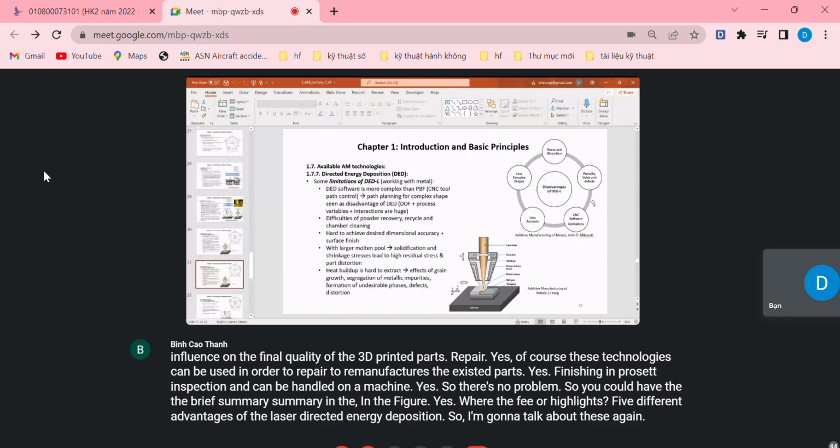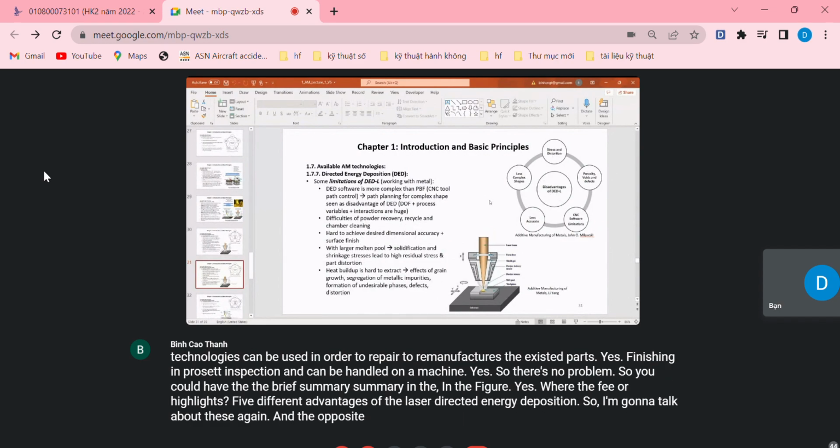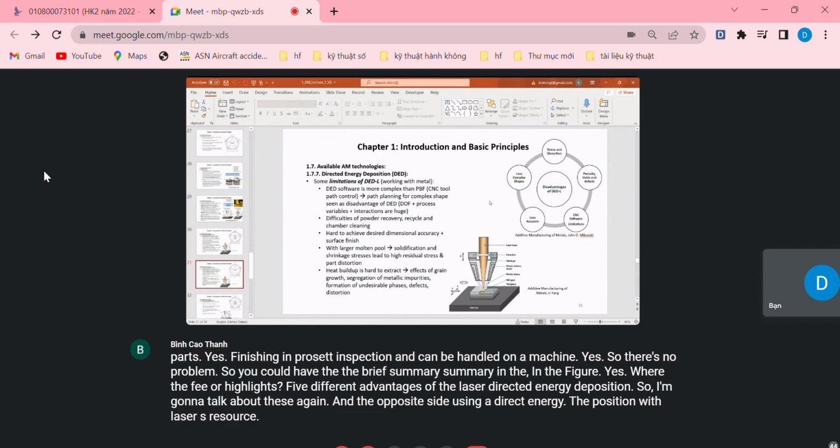And the opposite side of using direct energy deposition with laser as a heat source. So we have several limitations as follows.